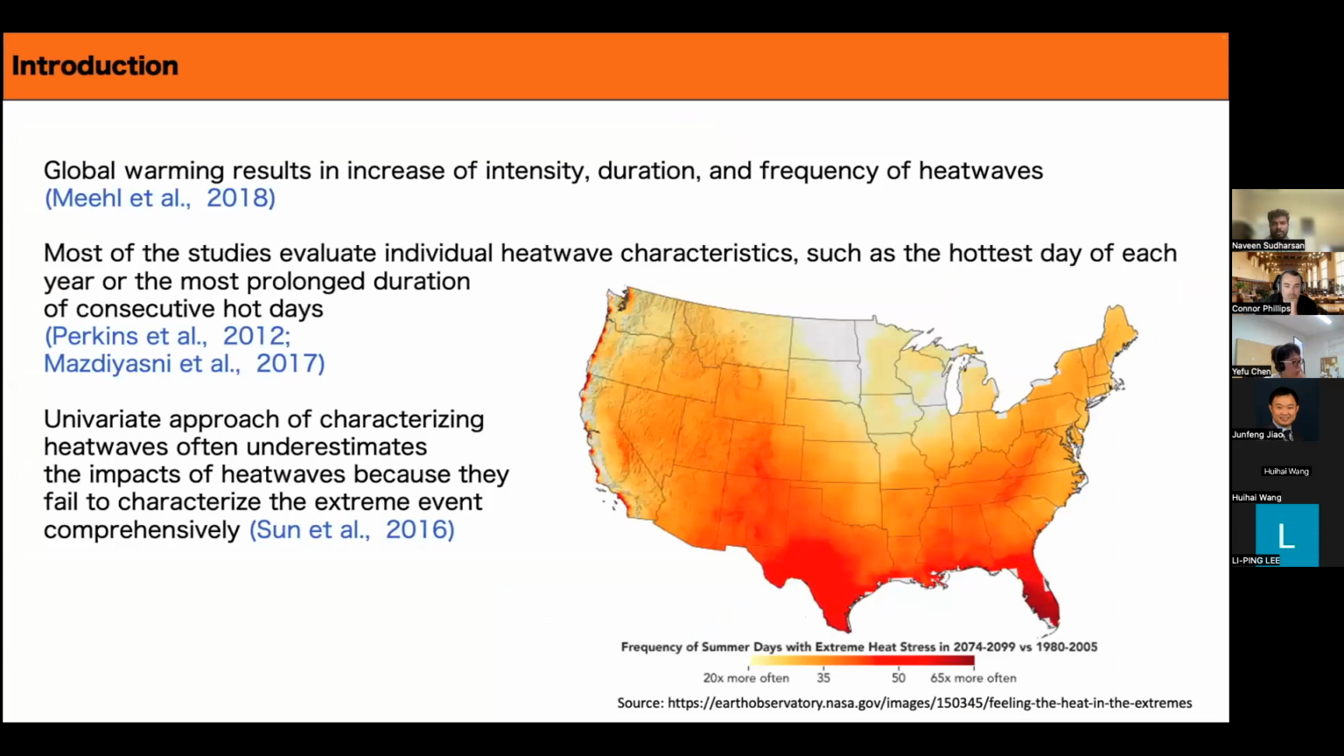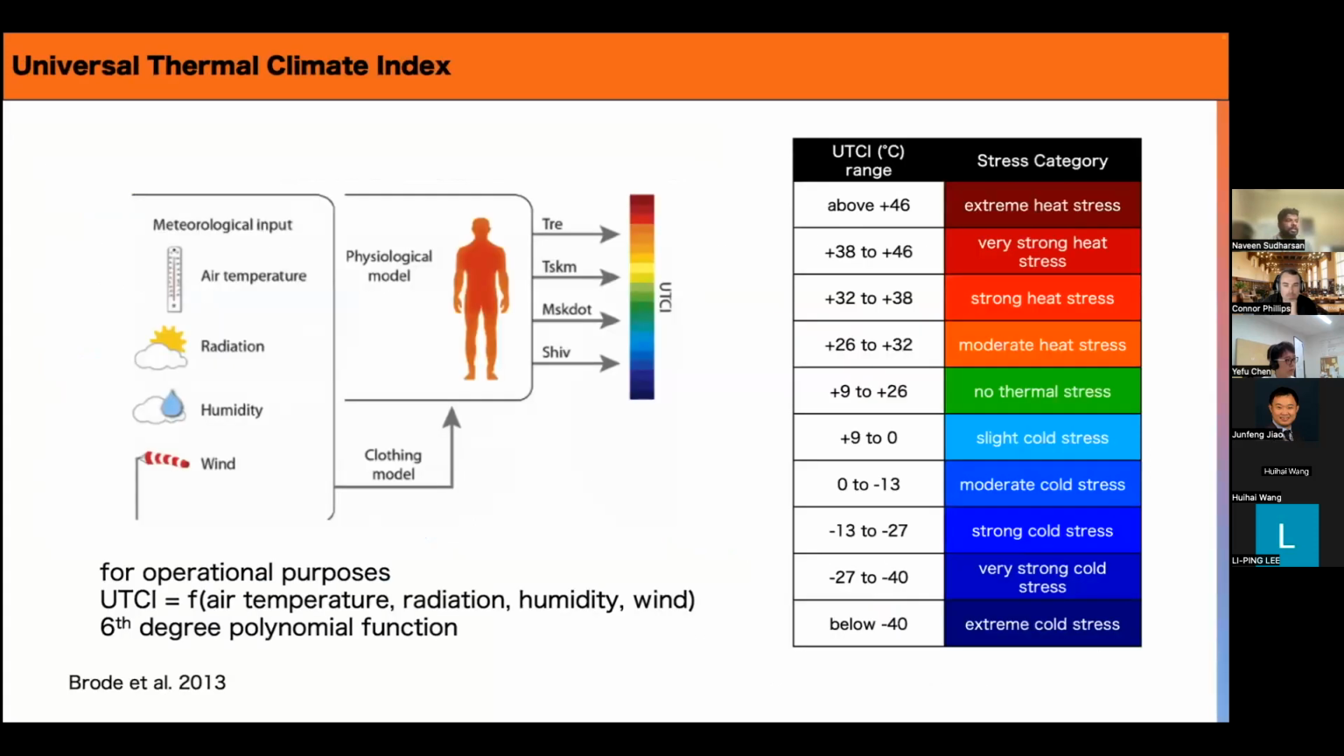Okay, so you know that global warming is happening. And along with this global warming, the intensity of heat waves, their duration and frequency are also increasing. So that brings into a point that we should consider intensity, duration, and frequency at the same time to understand heat waves comprehensively. If you're doing it with just one component, that is the intensity or just the duration or the frequency, that doesn't bring the full picture.